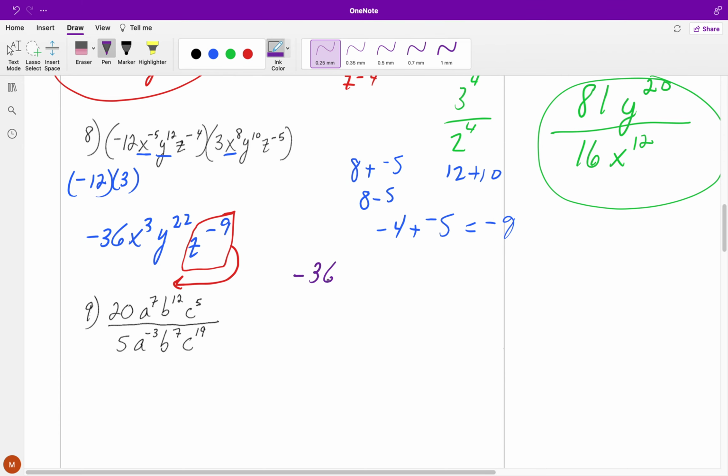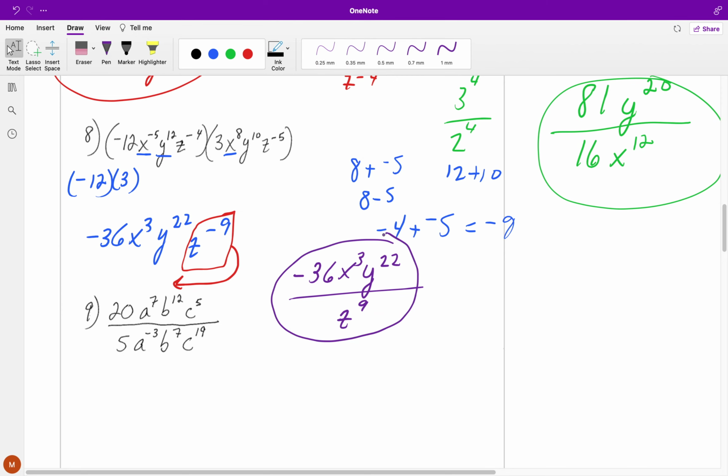So now it gets negative 36, x cubed, y to the 22nd. None of those change because none of those were being raised to a negative power. Only z is. So I need to take the reciprocal of just z. Since it was in the numerator, it drops to the denominator. And by dropping it and changing its location, taking its reciprocal, it makes it positive.